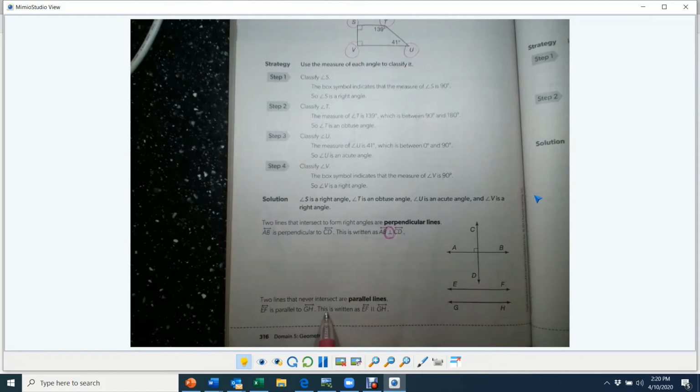And then when you want to write that, you're going to put line EF is parallel, so you just draw a little set of parallel lines, to GH. And that just means these are never going to touch, because this one's just going to keep going, and this one's just going to keep going, and they'll never touch each other.